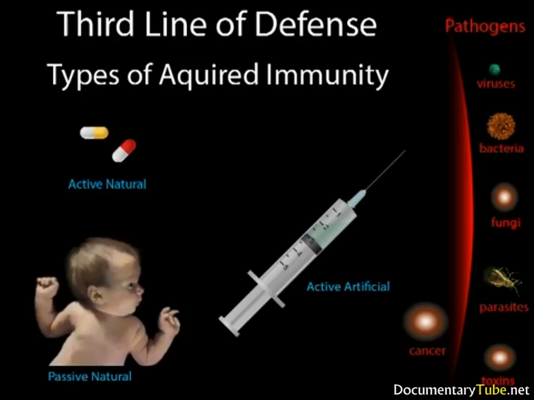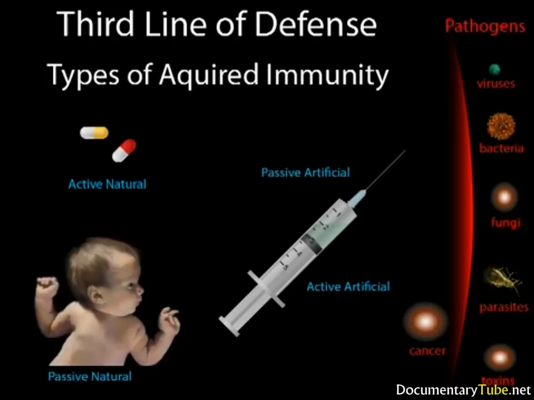The final means by which immunity can occur is passive artificial immunity. In this situation, a different individual is exposed to a pathogen and thus creates antibodies. Those antibodies are then removed from the individual and transferred to someone else. This provides immunity to the pathogen. Although this procedure is often done using another human, sometimes an animal, such as a horse, can be injected, and then the horse's antibodies can be transferred to the person who needs the immunity.